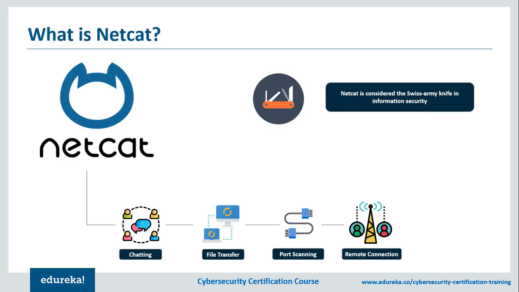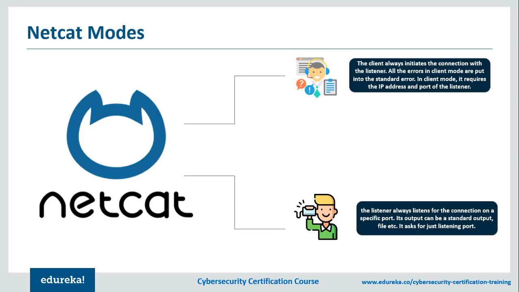In 2000, Netcat was also voted the second most functional network security tool, and in 2003 and 2006, it gained fourth place in the same category. Now, that was a lot about Netcat and its history. Now, let's discuss the modes Netcat works in.